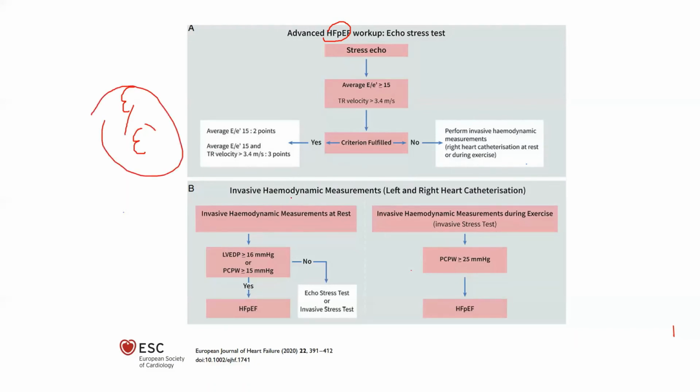Now, when we come to the invasive hemodynamics, what are we looking for? The wedge pressure. Remember, because I'm going to ask you, if you have done diastolic stress testing by echo for a patient, what is the marker you are going to look for? E over E prime. And if you have done it in the invasive cath lab, what's the marker you are going to look for? Pulmonary capillary wedge. So how is the pulmonary capillary wedge pressure going to change before and after exercise? Good.